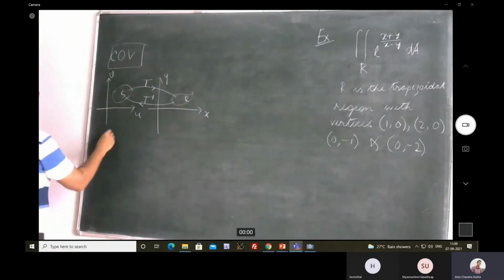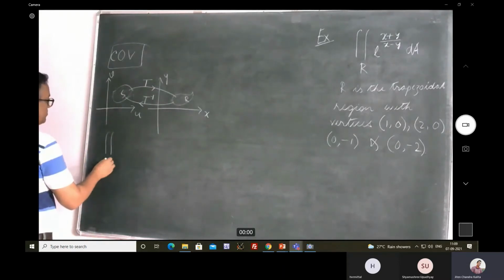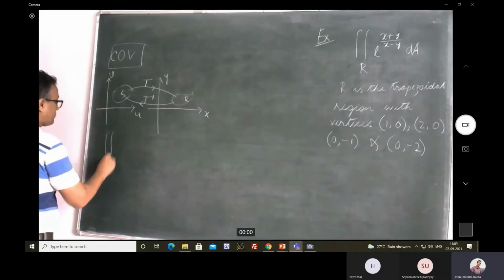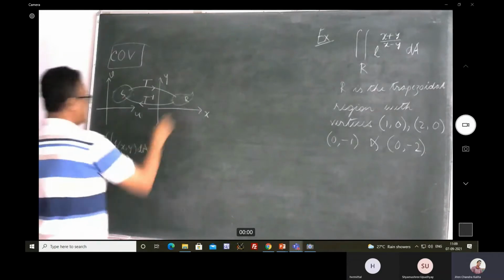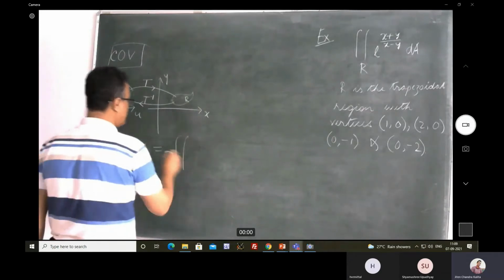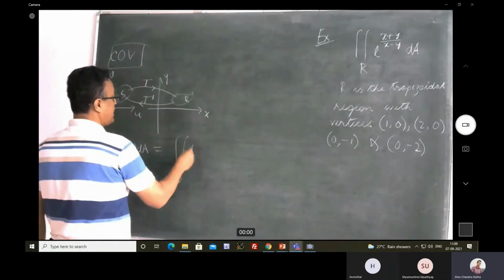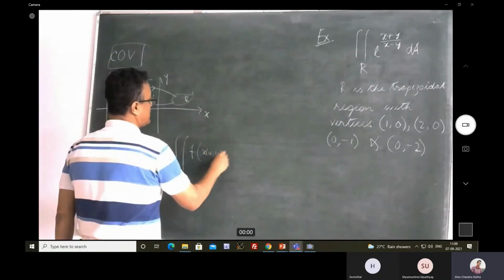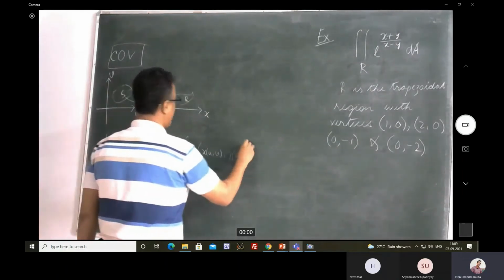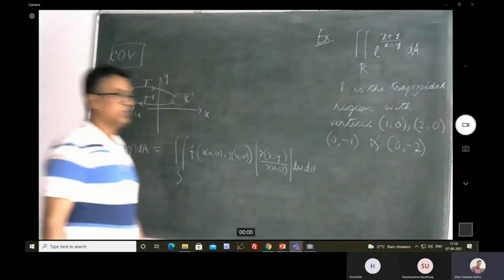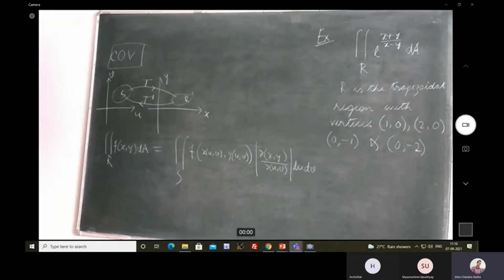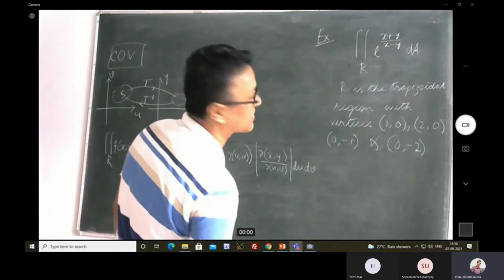And then you have seen that if I have to find out this double integral in the XY plane, it turns out to be the integral of f of x as a function of u, v, y as a function of u, v, times the modulus of the Jacobian, du dv. It becomes this.